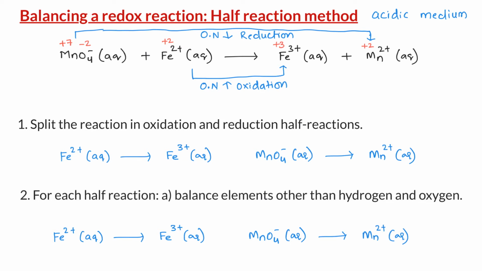Next, for each half reaction, we perform the following steps. A. Balance all the elements other than hydrogen and oxygen. For the oxidation half of the reaction, we have one iron on the reactant side and one iron on the product side. Therefore, all the elements other than hydrogen and oxygen are already balanced. For the reduction half of the reaction, we have one manganese on the reactant side and one manganese on the product side. So it is also balanced.